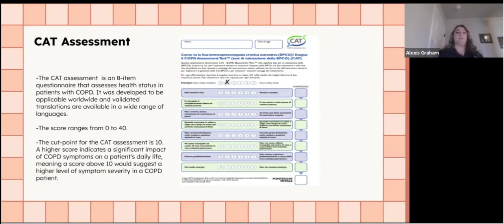The score ranges from 0 to 40. The cut point for the CAT assessment is 10. A higher score indicates a significant impact of COPD symptoms on a patient's daily life, meaning a score above 10 would suggest a higher level of symptom severity in a COPD patient. And this is just kind of what it looks like. Again, it ranges from 0 to 40.